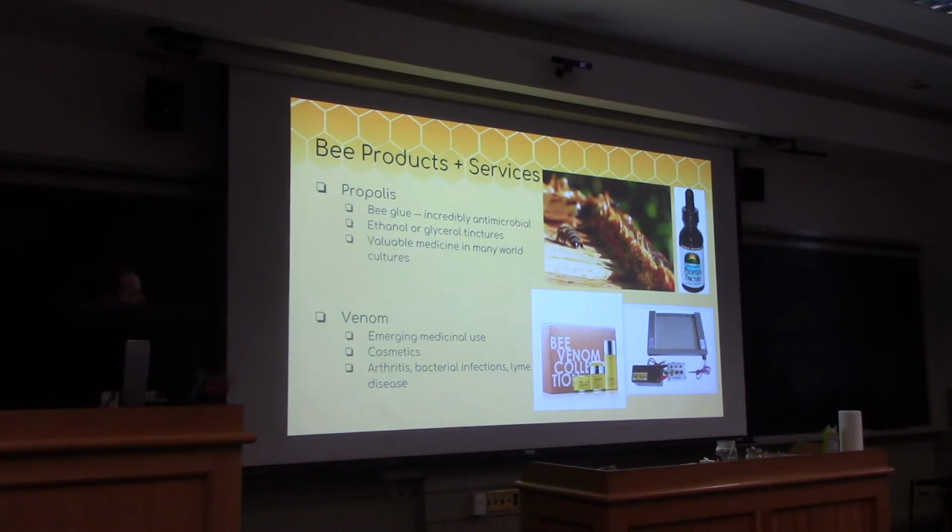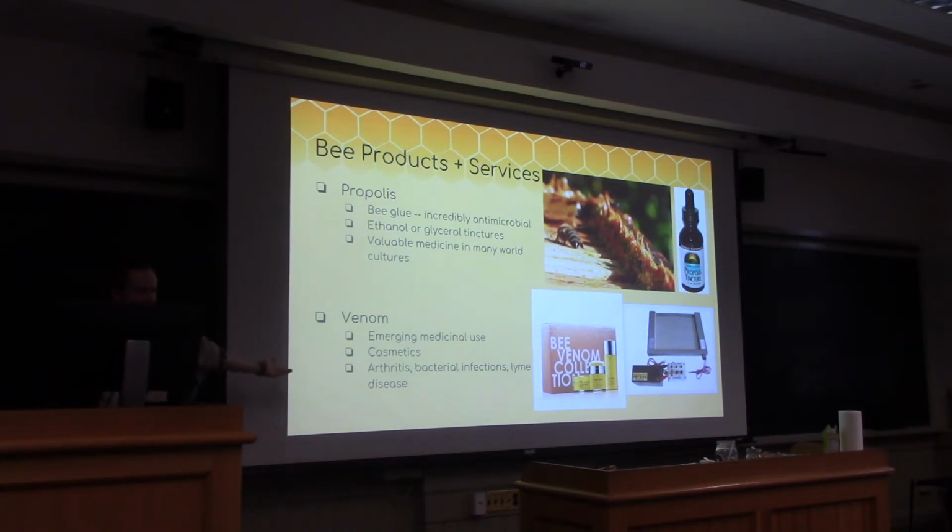But you can make ethanol and glycerol tinctures fairly easily. And these are used for things like sore throats, stomach disorders, cuts and burns. It's a general antibacterial. And then we have quirky things like bee venom. This is kind of a niche thing. The little collection device I have on the lower right, it's actually an electrified sheet of glass, and when the bees step on it, they get angry and sting it, and it collects venom.